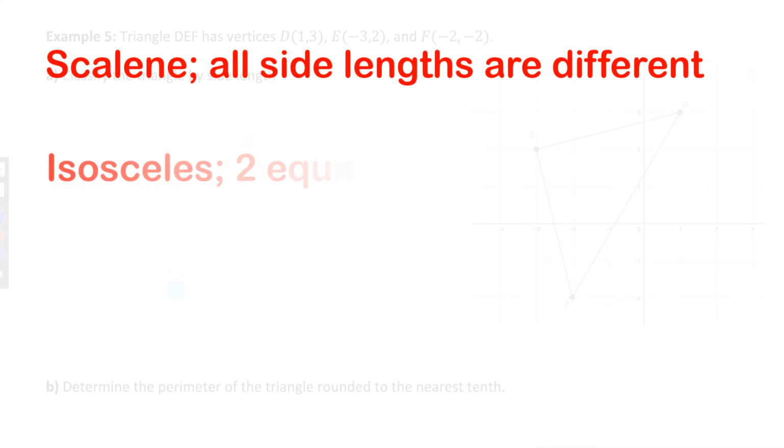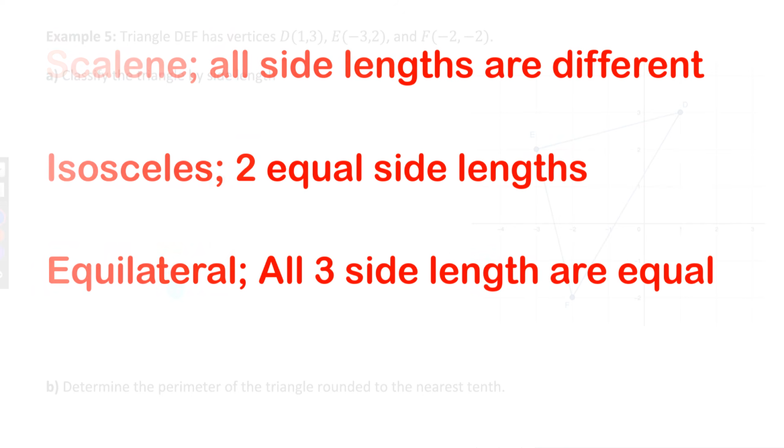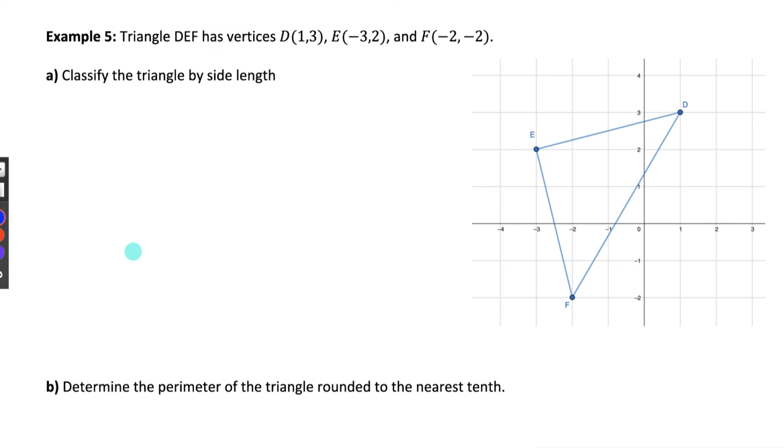If two of the side lengths are equal, it's isosceles. If all three side lengths are equal, then it's equilateral. So let's find the length of all three sides. Let's start by finding the length of ED. Let me label the coordinates for E and D.